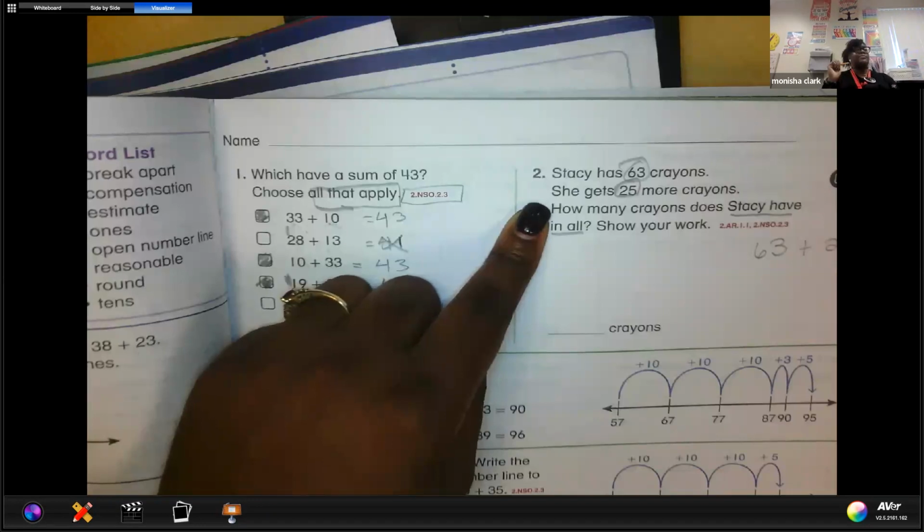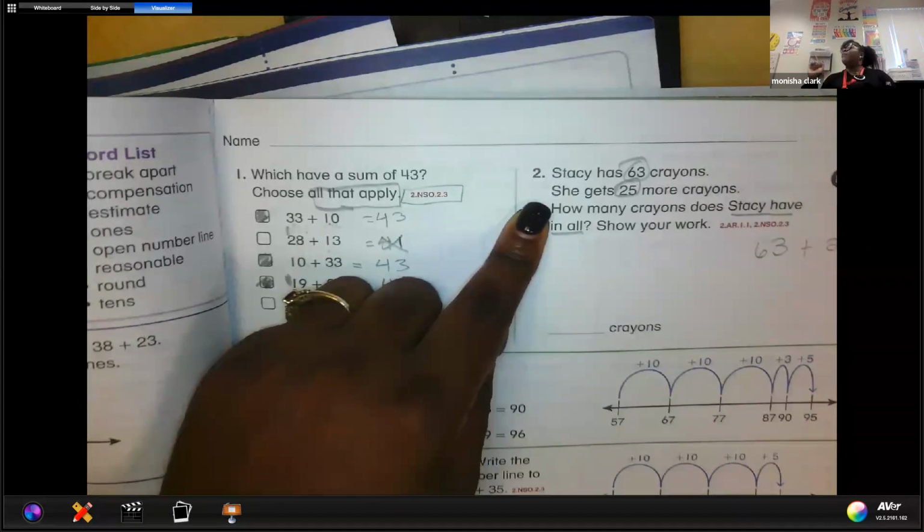Yes, we could do a tree. What else? But it's not called a tree, it's called a what? Number bond. Yes. We can regroup. What's another way? We can use the number line.